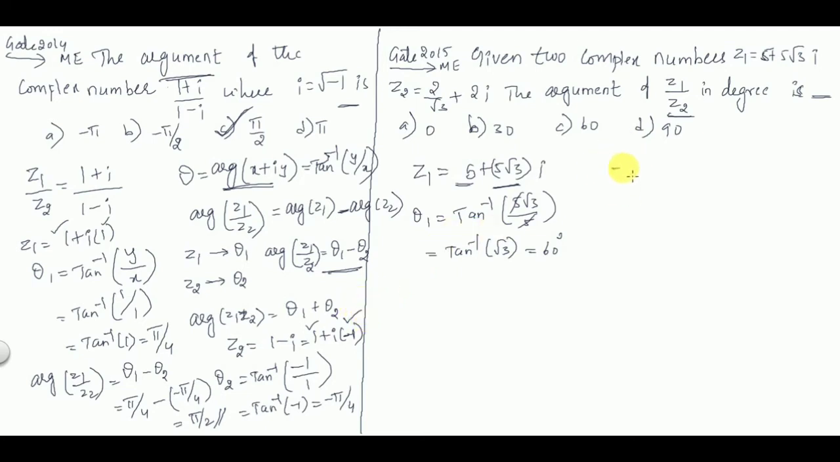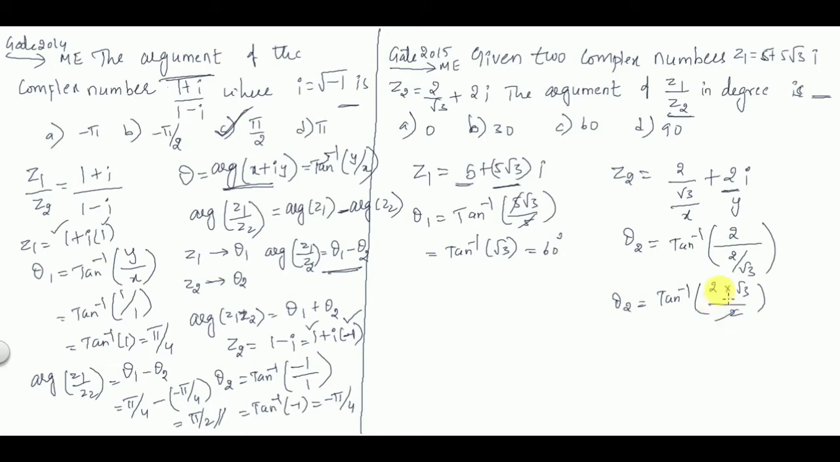Similarly, what is z2 given? z2 is 2 by root 3 plus 2i. So now y value is 2 and x value is 2 by root 3. So argument θ2 is equal to tan inverse of y, which is 2, divided by 2 by root 3. Okay, so θ2 is equal to tan inverse of 2 into root 3 by 2. So 2 gets cancelled. It is also tan inverse of root 3. So this is also 60 degrees.